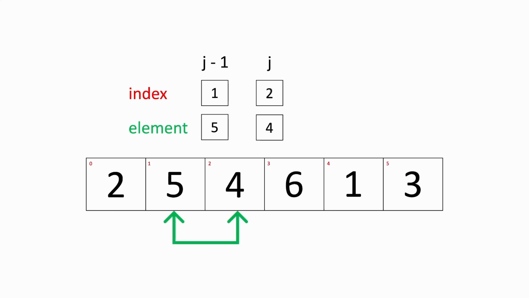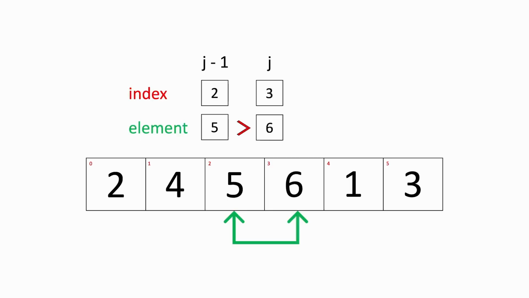We increment j. Now we are looking at indexes 2 and 1, which hold elements 5 and 4. Is 5 greater than 4? It is, so we swap them. Move on to the next two elements. Increment j. Is 5 greater than 6? It is not, so we just move on without swapping.